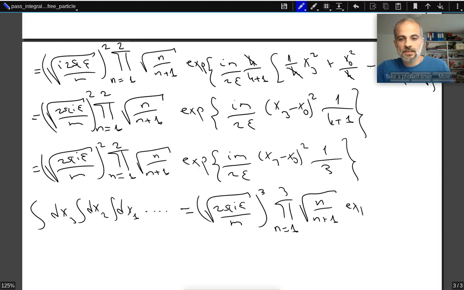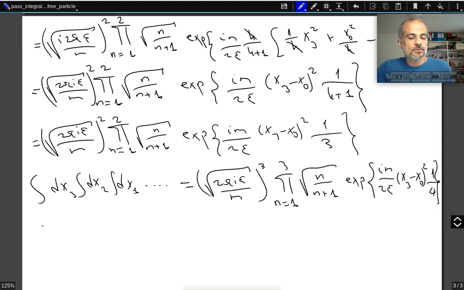And then we will get the exponent. This is all the same, x3 minus x0 squared, but the 3 will go up by 1, so we will get 4, etc. So now we can write the result of all these dxn, n from 1 to n minus 1, of our integral.